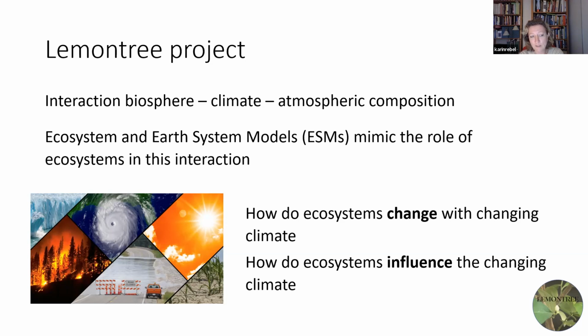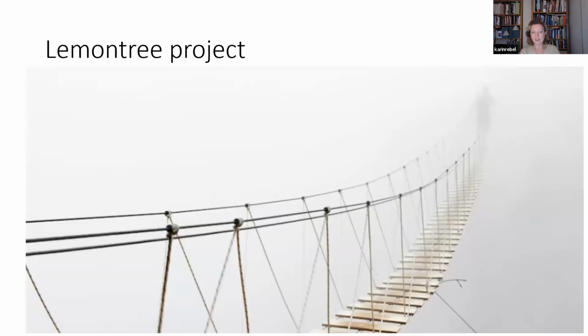So we think that ecosystem and Earth system models are designed to mimic this role. But of course, there's a big question of how ecosystems change with changing climate, but also how ecosystems themselves influence this changing climate. We can try to model this, but when we look at some of these model results, they're actually quite in the mist, because there's a lot of uncertainty related to these Earth system models in looking at how they react to and how they also influence the climate themselves.